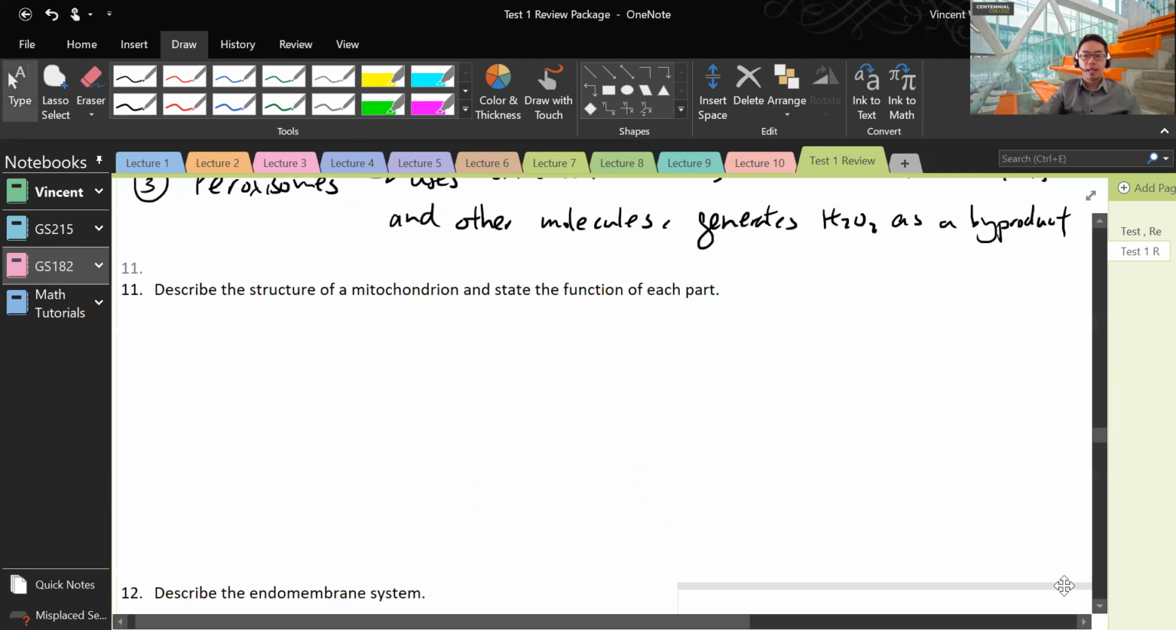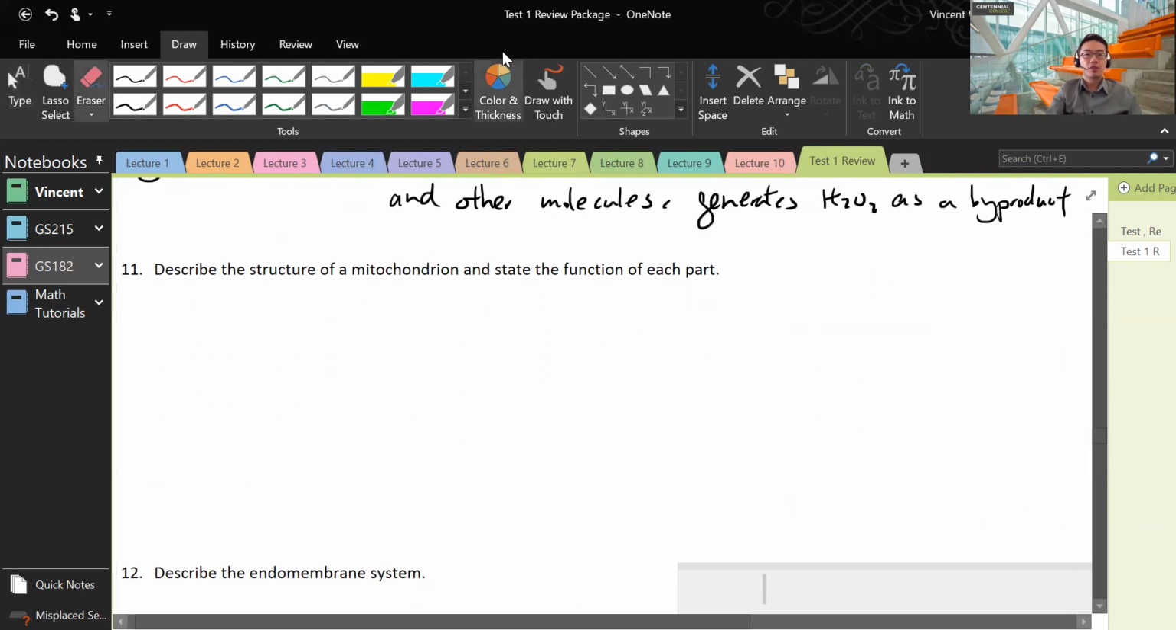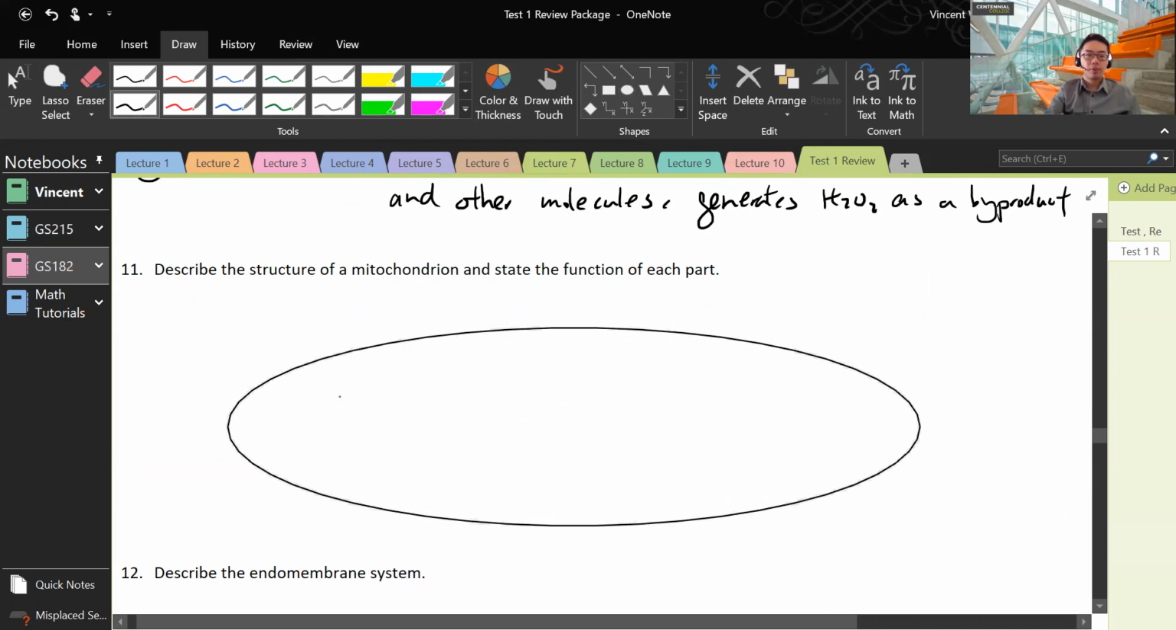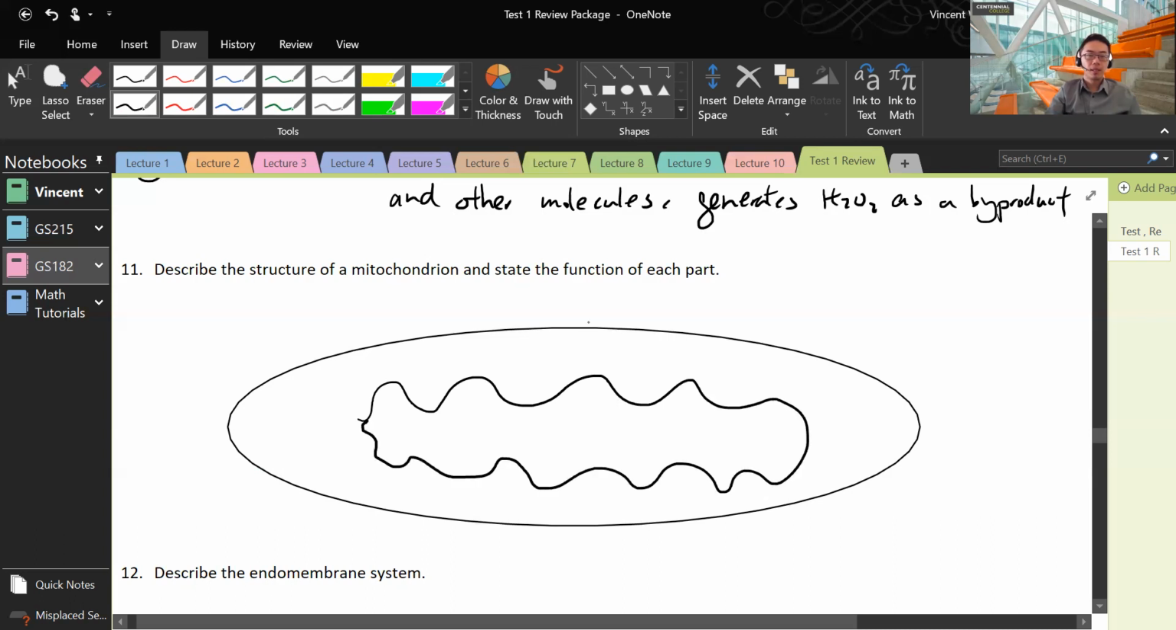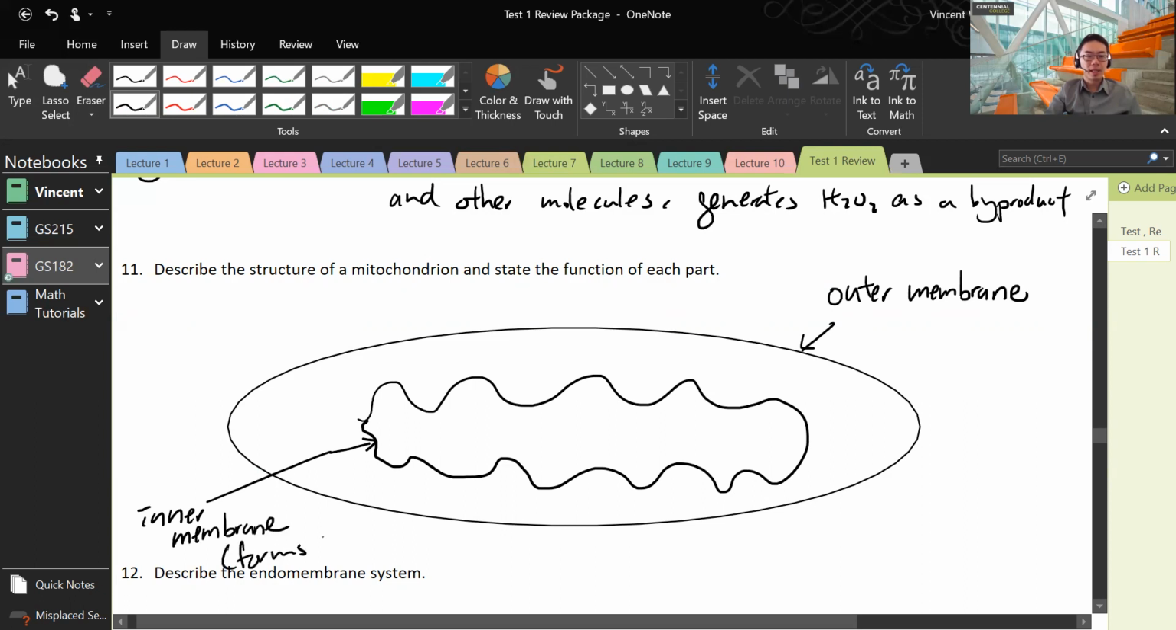Describe the structure of mitochondria and state the function of each part. Okay, so this is of course very important after we learn about cellular respiration, right? So let's just see if we remember everything. Okay, so we have the outer membrane, of course. We have the inner membrane as well. That forms cristae, right? The finger-like projections, the folding. And we need to state the function of each part.